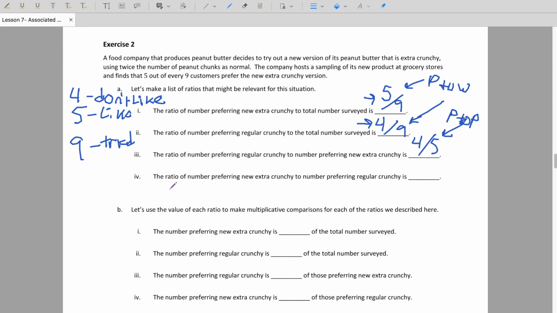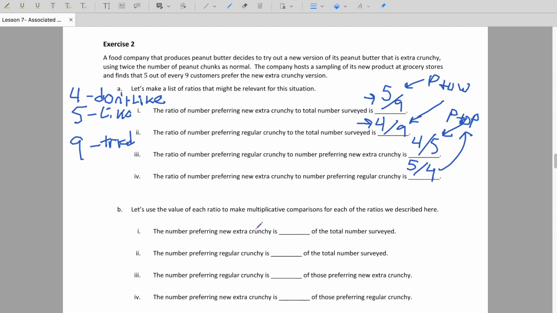Part to part. The ratio of the number preferring new extra crunchy to the number preferring regular crunchy. So we know if the people prefer the new extra crunchy, that's my number over here, they like that crunchy. So this one's going to be 5 to 4. And this one is also a part to part ratio.